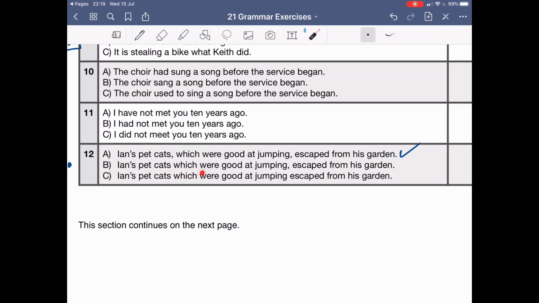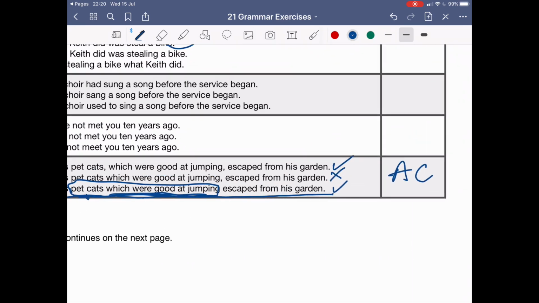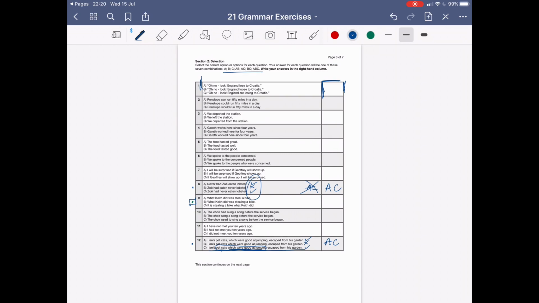B, we have Ian's pet cats, which were good at jumping, comma, escaped from his garden. No, we want either 2 commas or no commas. So C, Ian's pet cats which were good at jumping escaped from his garden. We've got no commas here. Now, that might seem like it makes less sense, but maybe Ian has lots of pet cats. He has some which are good at jumping and some which are bad at jumping. So we can say Ian's pet cats which were good at jumping. So in this case, which were good at jumping is a defining relative clause. It defines which cats we mean. So we need that information, and there are no commas, so that would be okay. So this would be AC. Remember, this section is simply about what is possible grammatically.